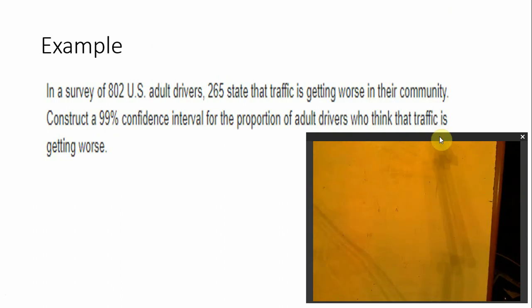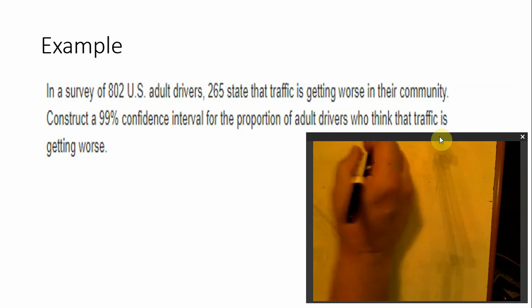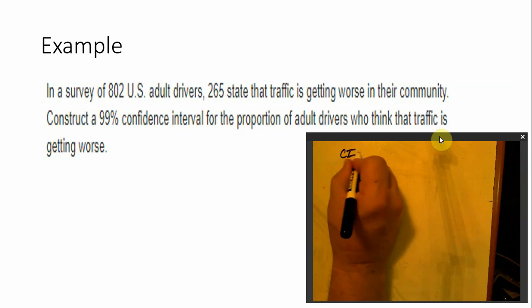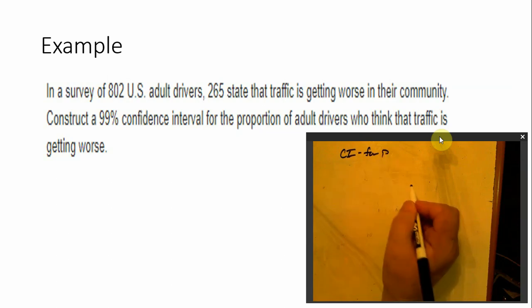In a survey of 802 U.S. adult drivers, 265 state that traffic is getting worse in their community. Construct a 99% confidence interval for the proportion of adult drivers who think the traffic is getting worse. Okay. So they've talked about the proportion in there. So what we're going to do is a CI for p, the population proportion.